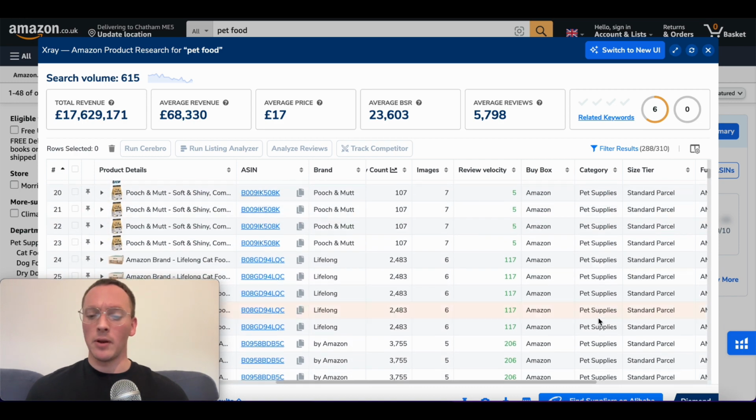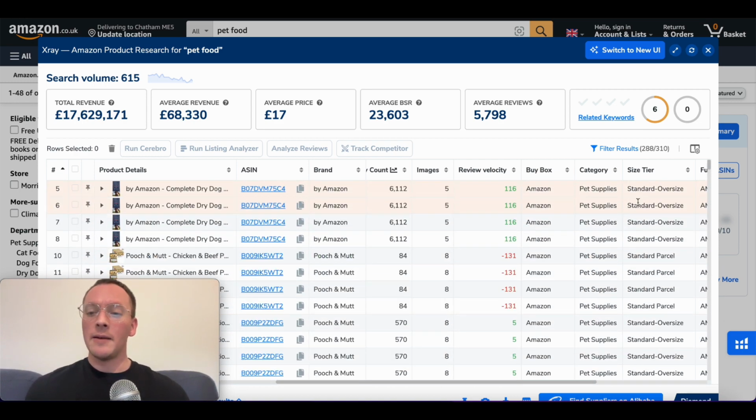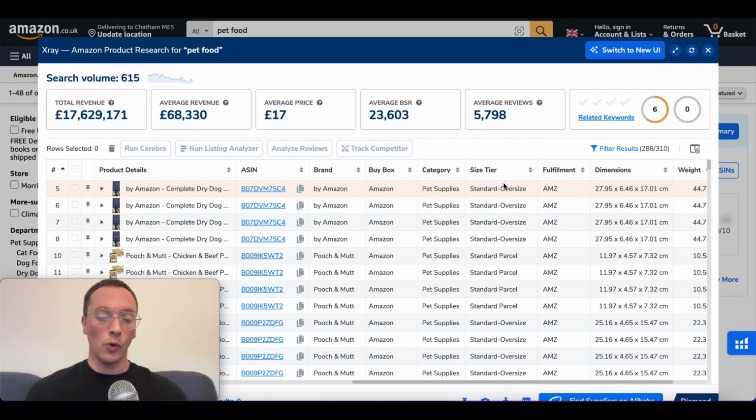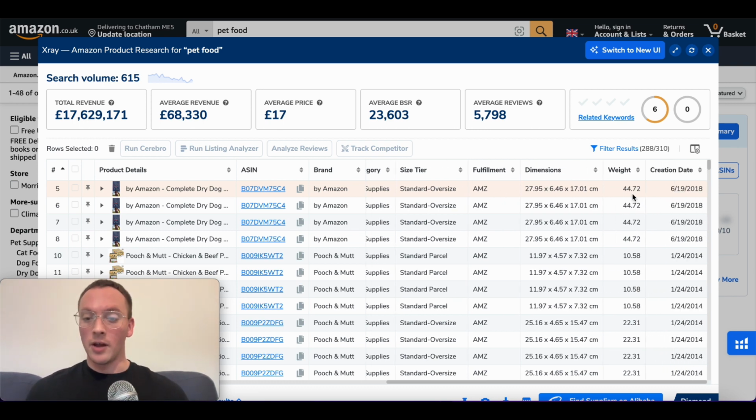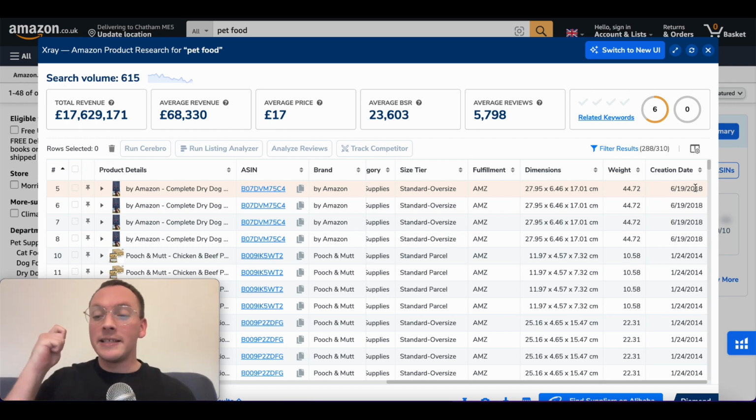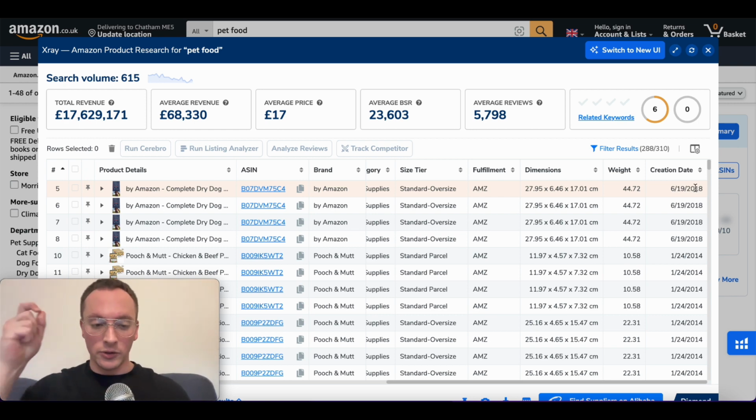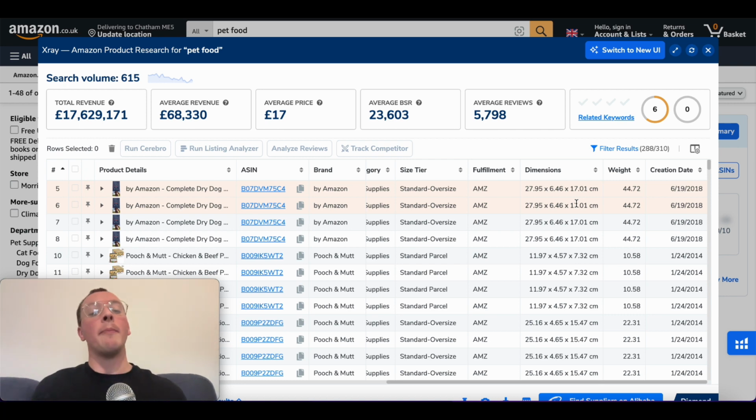Category, guys. Obviously, they're all in pet supplies there. And then we got the standard size tier. What size is this product? Got the dimensions there. We've got the weight, and then the creation date. And as I say, the creation date is one of the most important things that you can see at a flash on Amazon right now using the X-ray tool. The fact you can see the creation date and you can compare that to the other data basically sums up exactly how you can know if you're going to be able to compete or not, guys.